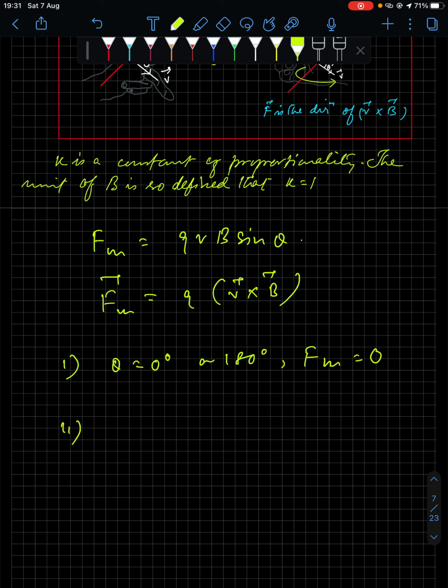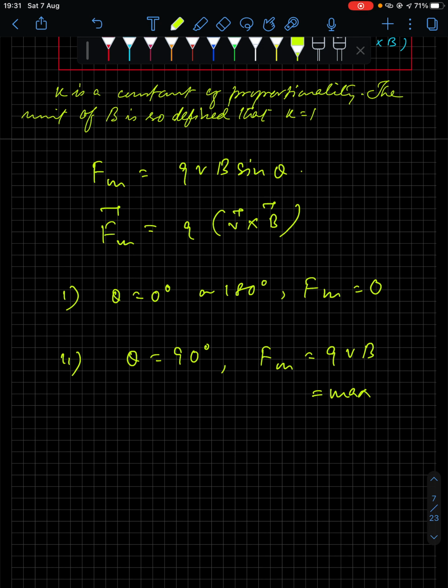Condition number 2 is if theta equals 90 degrees. In that case, Fm will be qvB. In fact, this is the maximum value that you can have for the magnetic force in this situation. Sine 90 is 1 and Fm will be qvB. That is case number 2. Case number 3: when v equals 0, that means the charge is at rest, the charge is not moving. Previously we talked about the charge moving, as v vector.